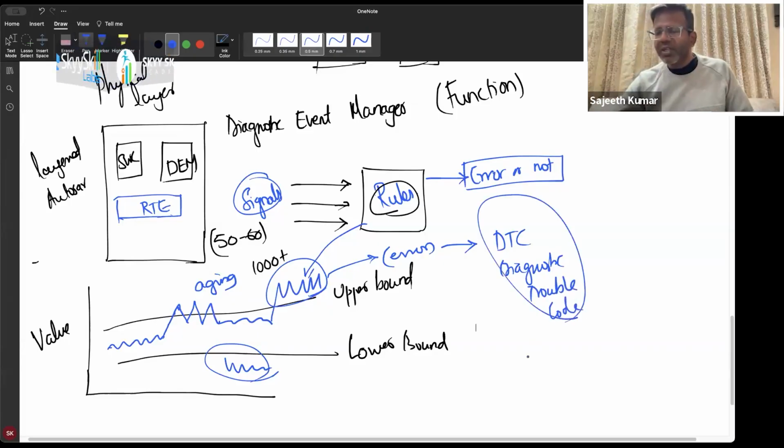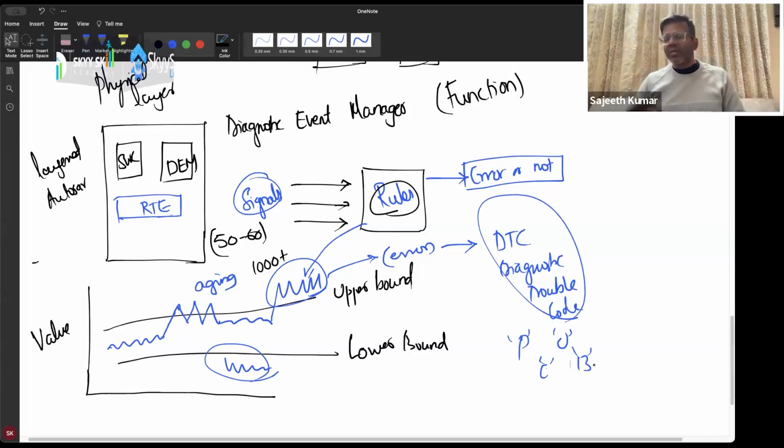Now this DTC is what you call it. P is for powertrain, U is for body control, C is for chassis, B could be for battery systems. So there is an alphabet which starts it, and then there is a 4-digit code. This 4-digit code is usually defined by the manufacturers, which means Maruti Suzuki might have different codes, BMW and Audi might have different ones. It is not exactly uniform. So this is basically how the diagnostic event manager works.